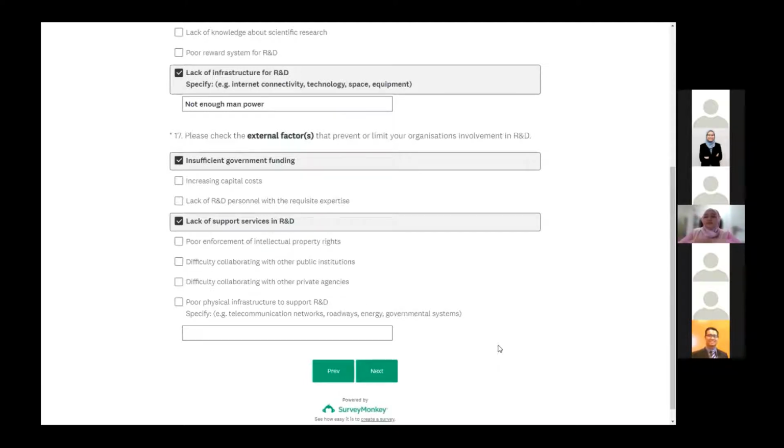For example, maybe nuclear or 5G internet, something that the country does not have at the moment. So we can click next.